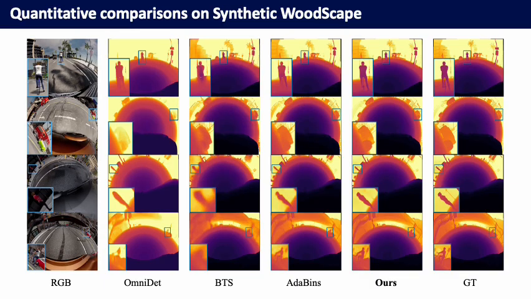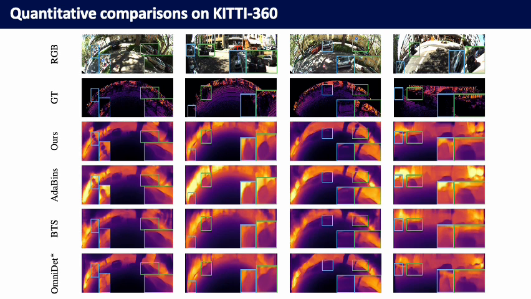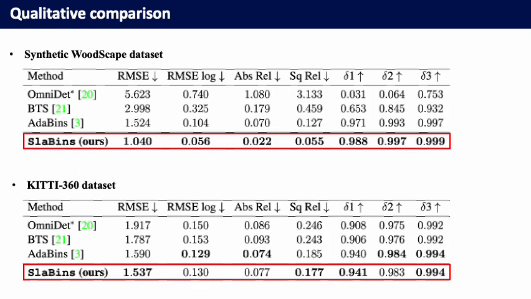Let's see the results. In the synthetic WoodScape dataset, our method can predict more distinguishable depth maps than other methods, especially in object ground boundaries. Object regions are zoomed with blue boxes for better visualization. In the KITTI-360 dataset, our method also shows better results in object regions. These are the qualitative comparison results on both Syn WoodScape and KITTI-360 datasets.